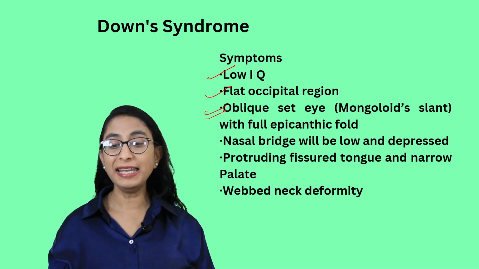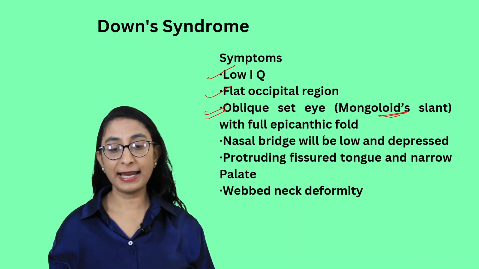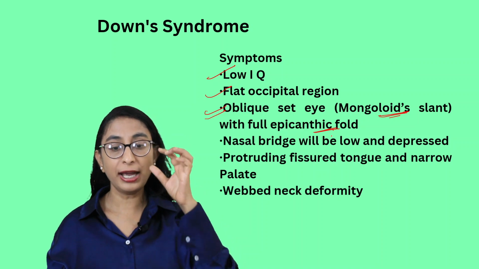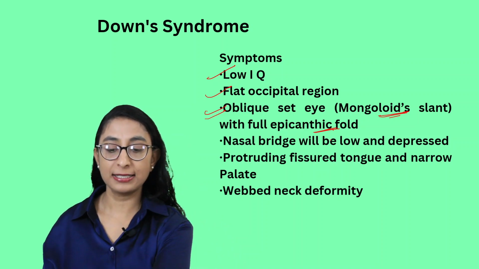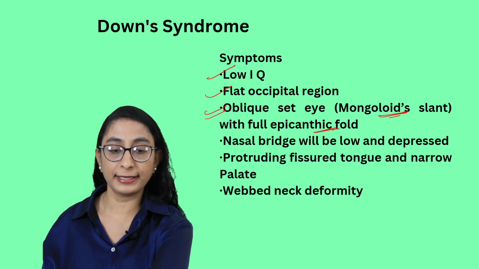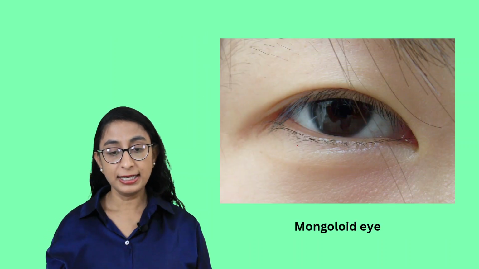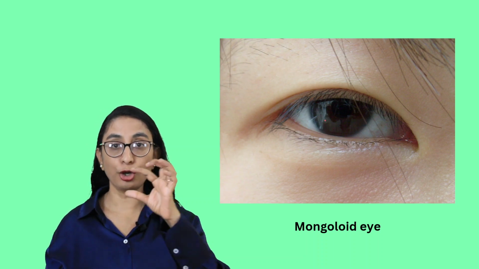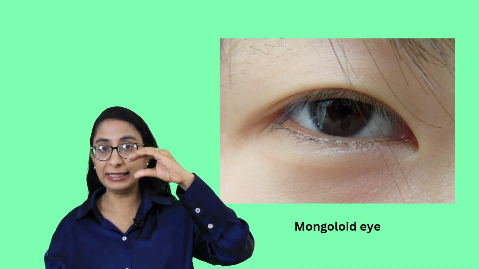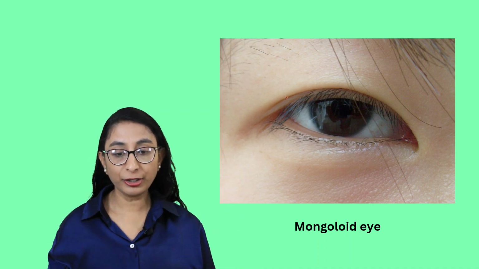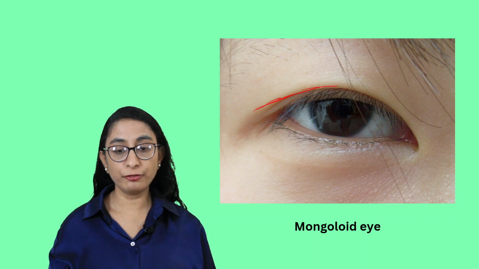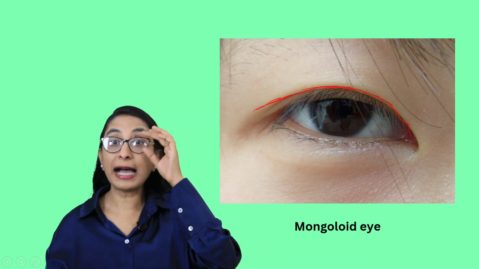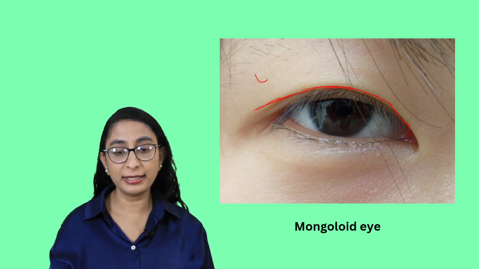And then we have obliquely set eyes or the mongoloid slant with epicanthic fold. So the eyes will be oblique. I will show you how oblique eyes with epicanthic fold look. Here you can see oblique eyes. The eyes here are not horizontal. Instead they are oblique, slightly in this position, right? And here you can see this fold, the skin which protrudes over the eyelids. This is called the epicanthic fold.